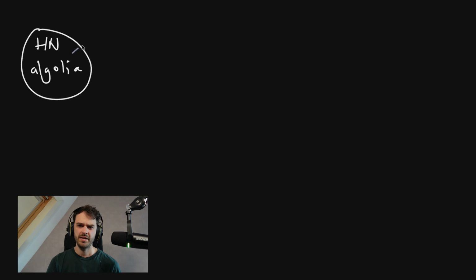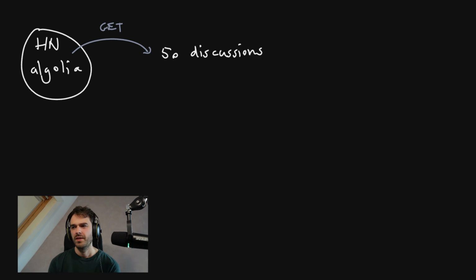So just to explain my LLM setup, I'm doing this one GET request, and that is giving me 50 discussions. Now, if I were to take each one of those discussions and turn it into an article, that would be way too much stuff for me to read.